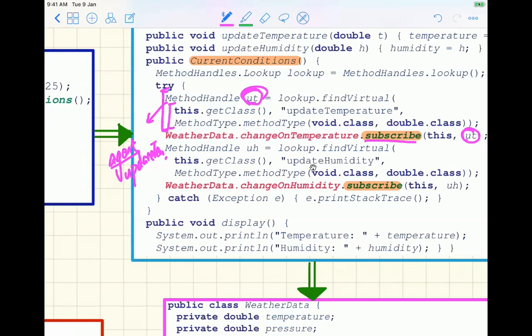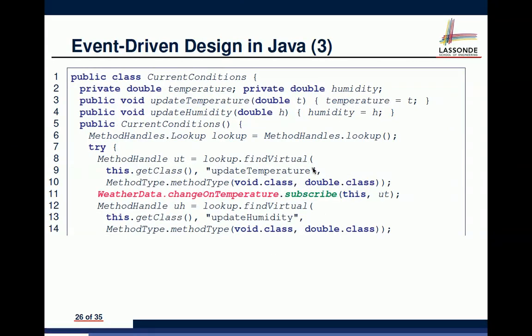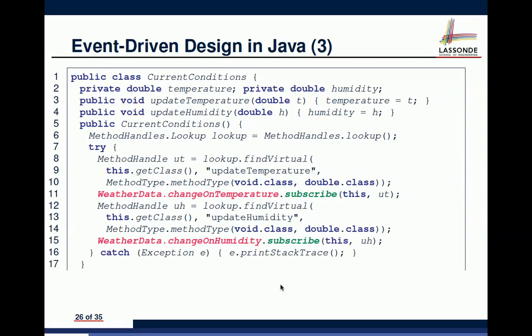After this, we can also look up another one. You can see that in order for me to subscribe another method to the events, let's say update humidity, I have to do a similar structure of code over here, right?